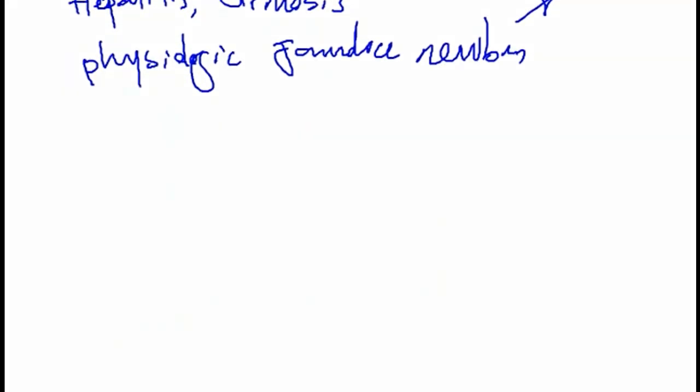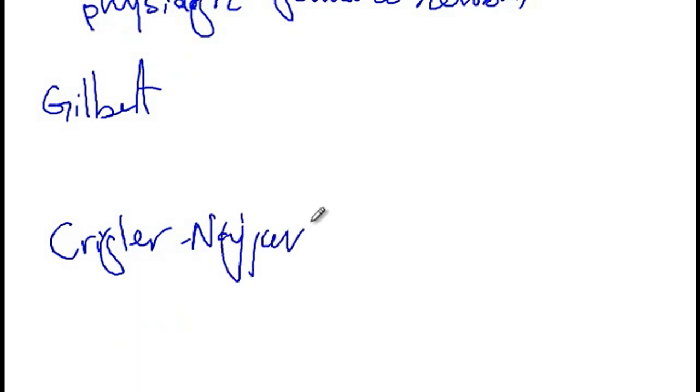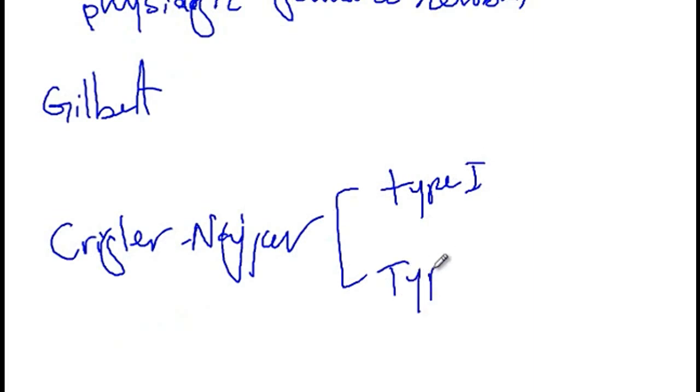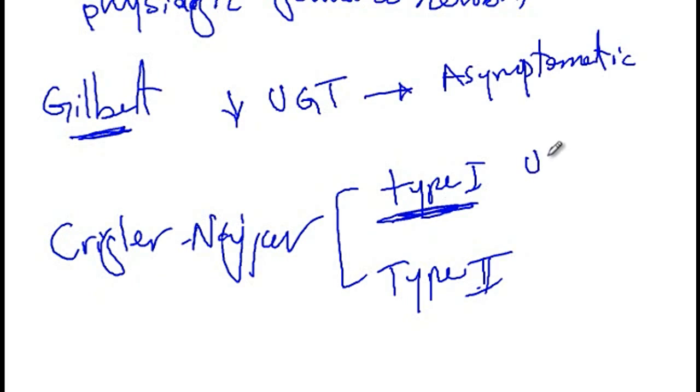And then the other two conditions that we have are Gilbert syndrome and Crigler-Najjar, which divides into type 1 and type 2. Gilbert is associated with decreased UDP glucuronosyl transferase, and these patients are usually asymptomatic or may present with a mild jaundice, versus Crigler-Najjar type 1, which is more severe and is due to the UGT deficiency and can cause kernicterus and neurological symptoms.